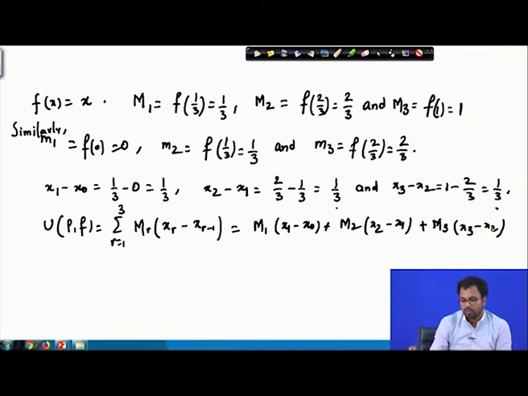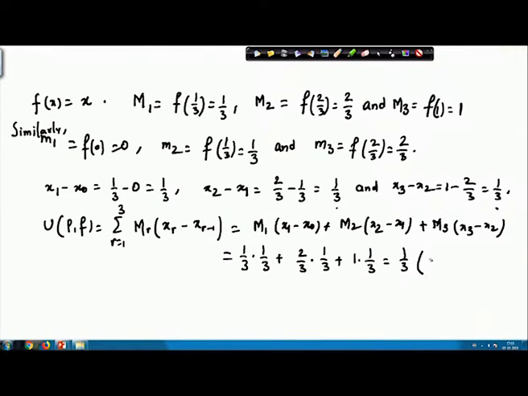Is it clear? So now capital M1 is 1/3, times x1 minus x0 which is also 1/3, capital M2 is 2/3, x2 minus x1 is again 1/3, capital M3 is 1, and this one is again 1/3. So we take 1/3 common, this is 1/3 plus 2/3 plus 1, and this will ultimately be 2/3.